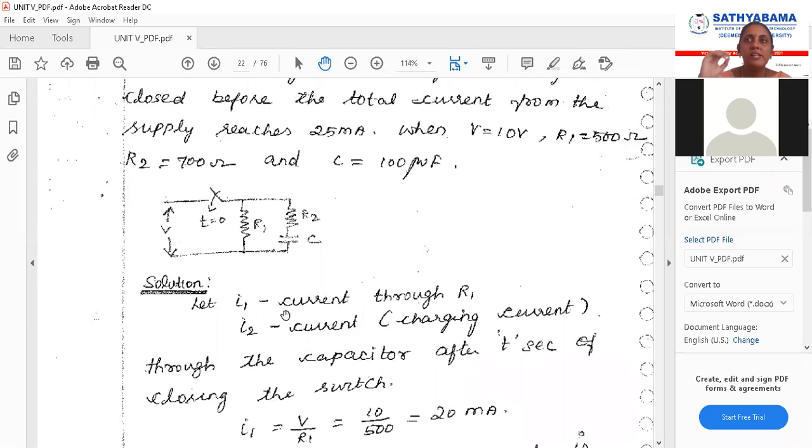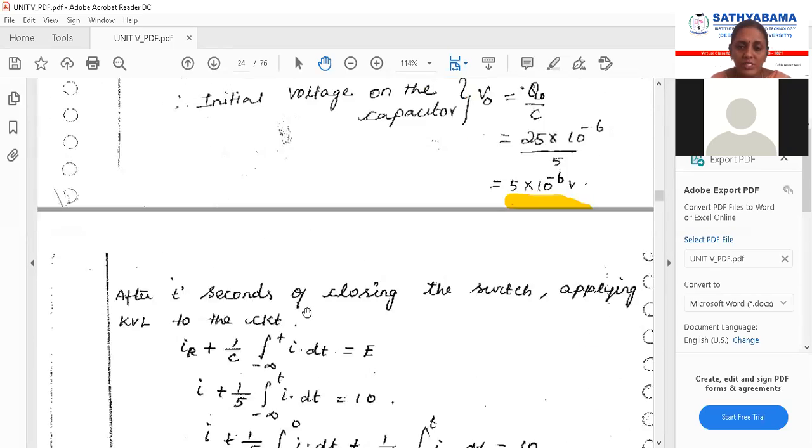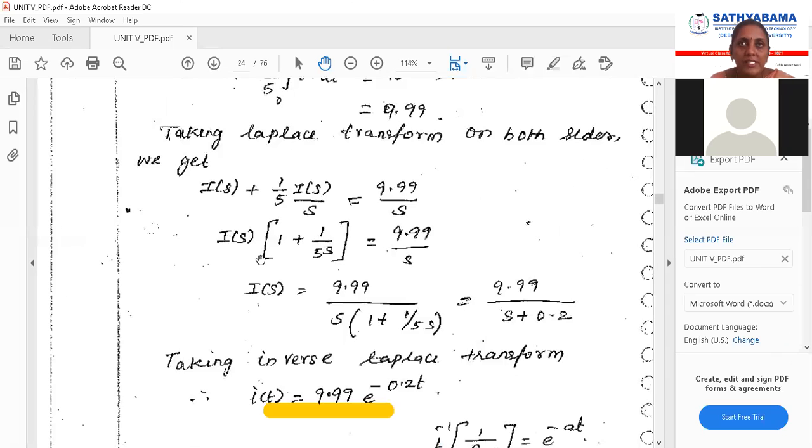What is the procedure? Step one, we write the equation based on Kirchhoff's voltage law. Then we take a Laplace transform. We solve the A and B values by partial fractions. Then finally, you take an inverse Laplace transform to find the value of I of t. So this is the procedure. RL transients and RC transients are similar. There, instead of inductance you have a capacitance, and you will have an initial charge in the capacitance.